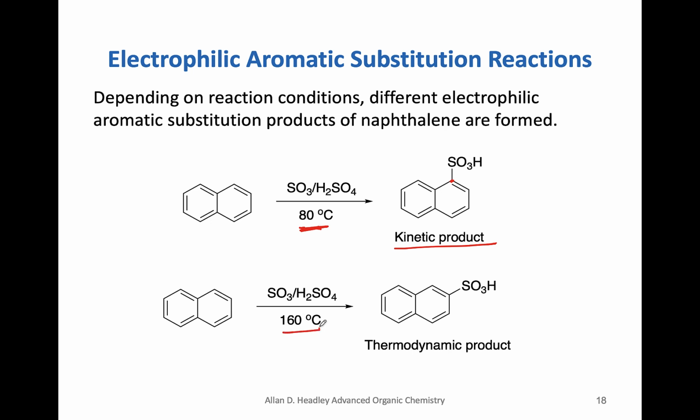At a higher temperature, to get to the less stable intermediate, the sulfonation of naphthalene occurs, and it will eventually give the more stable product, which is also known as the thermodynamic product. Conclusion: if you are carrying out this reaction, and the kinetic product is the desired product, you would carry it out at a lower temperature. If this is the desired product here, you'd carry it at a higher temperature.